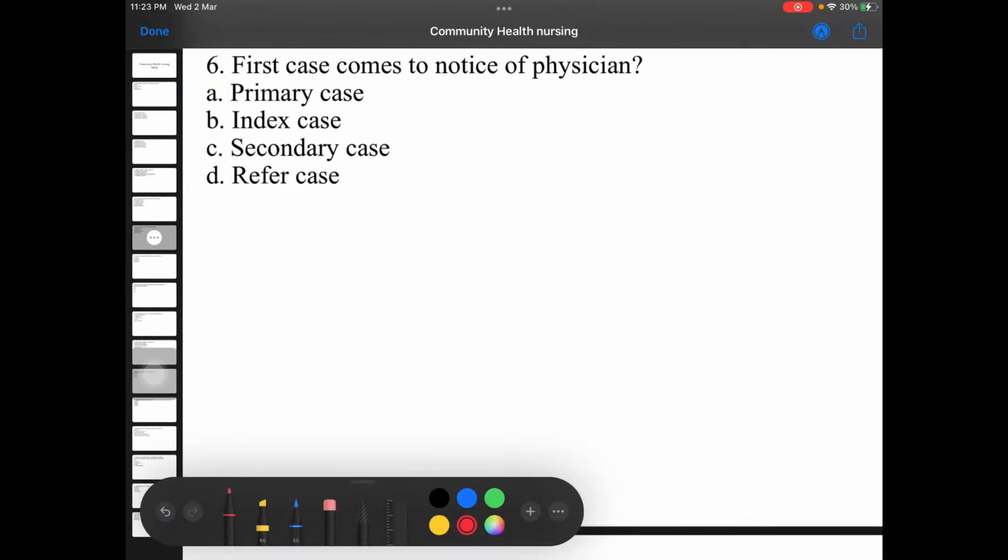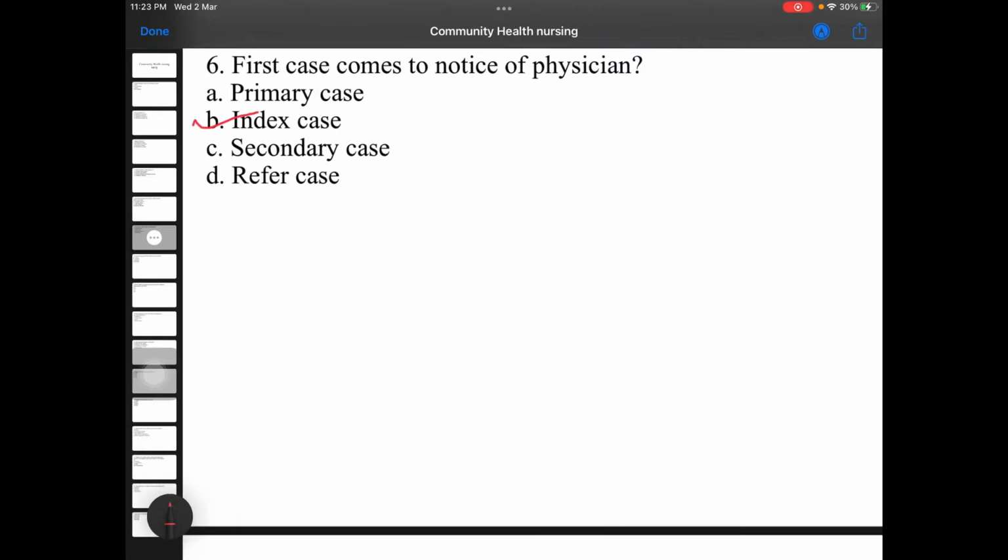Question 6. First case which comes to the notice of the physician. Option A, primary case. Option B, index case. Option C, secondary case. Option D, referred case. So the correct option here is option B, which is index case.